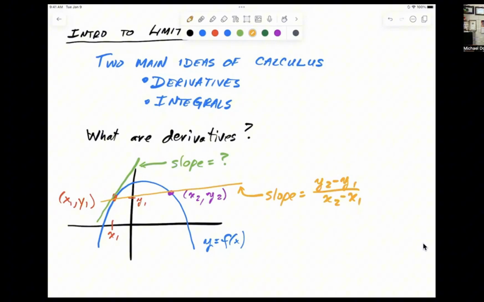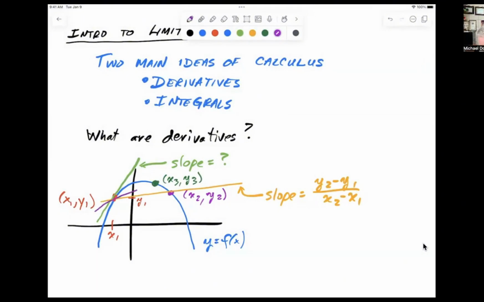Now, is that going to be the same slope as the green line, the tangent line? No, it's not, okay? But it is the slope of a line. But how can I make it better, or how can I make it closer to the slope of the green line? Well, if we take another point that's a little bit closer. So instead of using that purple point, let's take this darker green point. We'll call this x3, y3. And we're going to look at the slope of that line, and let's use a purple line there.